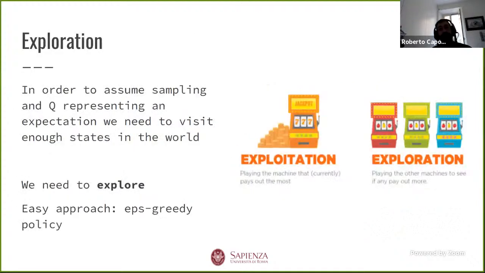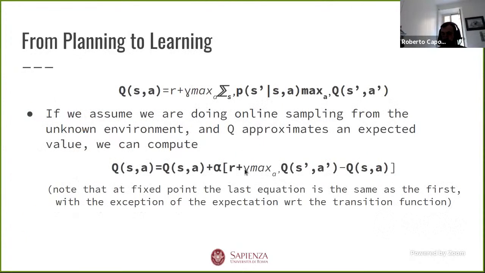In order to assume this, however, there is a catch. If we're doing sampling and we say that Q represents an expectation, then we need to visit enough states in the world in order to say that this Q estimated using this formula matches this. So we need to be sure that we visit all the states, all the next states, or if not all, as many states as possible, in order to have an accurate estimate of Q.